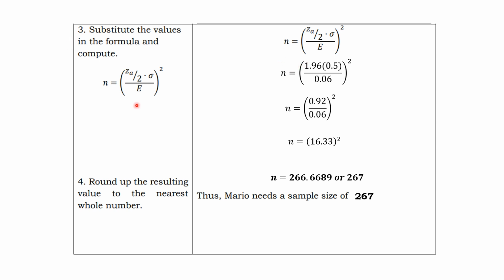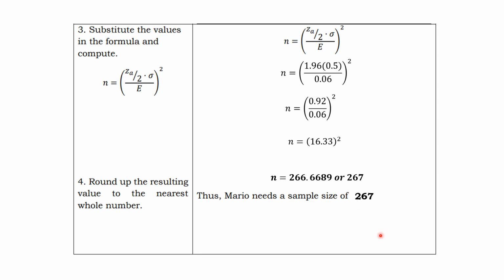The next step is to use this formula and substitute the values we have a while ago. Z sub alpha over 2, that is the z value, is 1.96. The standard deviation is 0.5. The margin of error is 0.06. We multiply 1.96 times 0.5, that is equal to 0.98. Then we divide 0.98 by 0.06, that is equal to 16.33. Then we square 16.33, and that is equal to 266.6689 or 267. Therefore, Mario needs a sample size of 267.